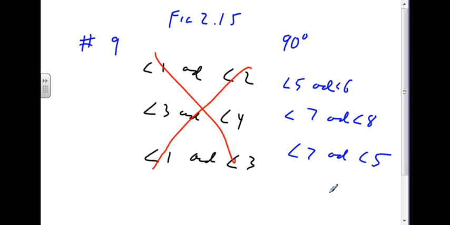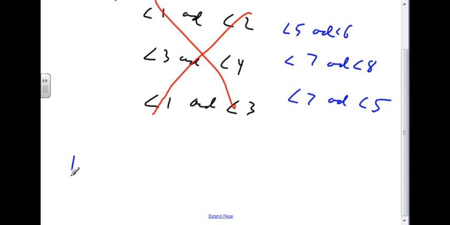2 pairs of supplementary angles. All right, so here we go again. Now that we got the complementary right, we ought to be able to get the supplementary right. 1 and 2, 3 and 4.